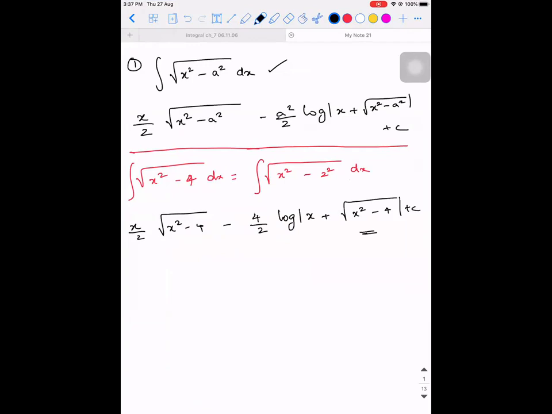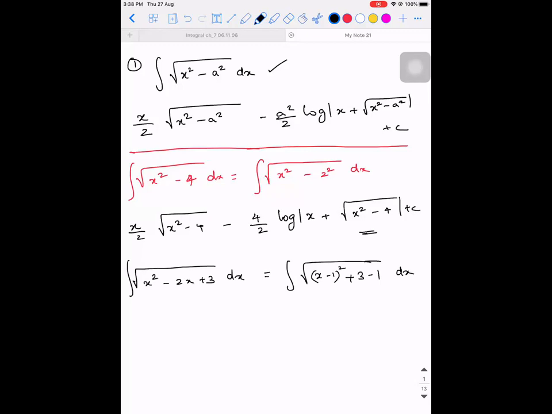Okay. Suppose the question is like this, root of x square minus 2x plus 3, then how will you do this? They ask you the integral of root of x square minus 2x plus 3 dx. So how can we solve this? You can write x square minus 2x plus 3 as x minus 1 the whole square plus 3 minus 1.